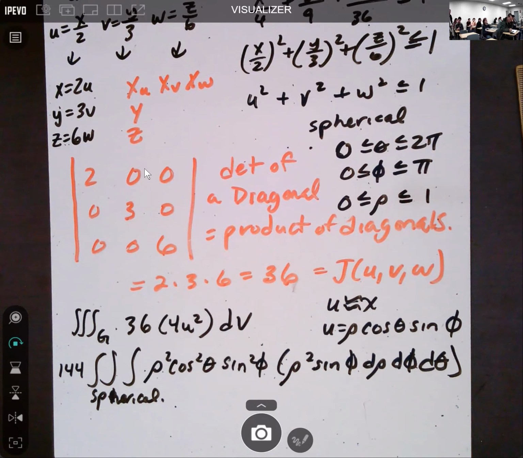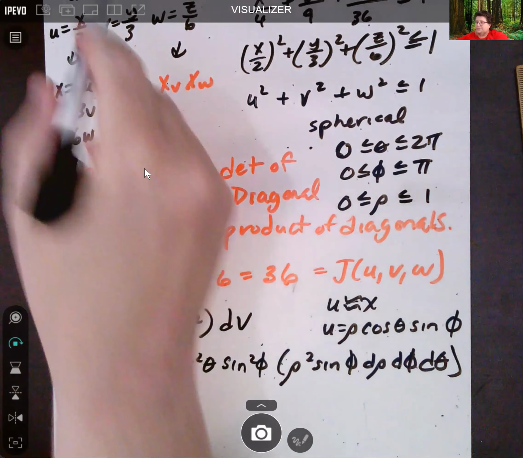Why is it 4u squared? Because x equals 2u and we're doing x squared.